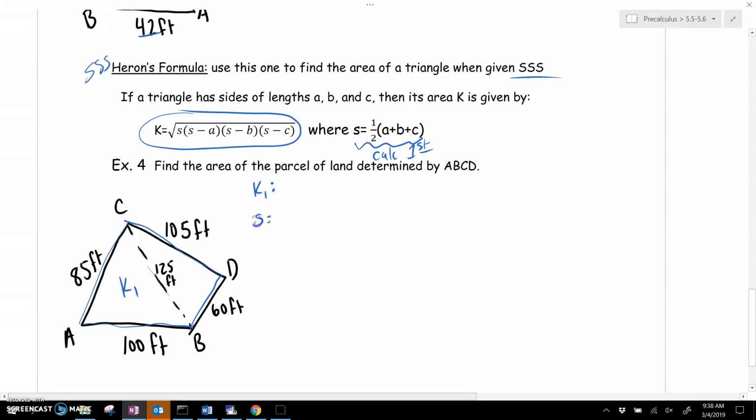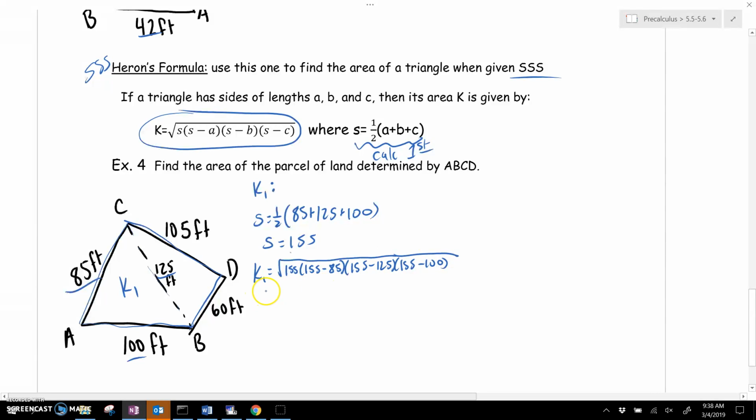first I need to find S, which is 1/2 of the perimeter. So 85 plus 125 plus 100. Type that in my calculator, and I got 155. So again, to find the area of that piece, it's the square root of that S, which is 155, times S minus one side length. It doesn't matter the order because we're just multiplying. 155 minus the second side length times 155 minus the third side length.